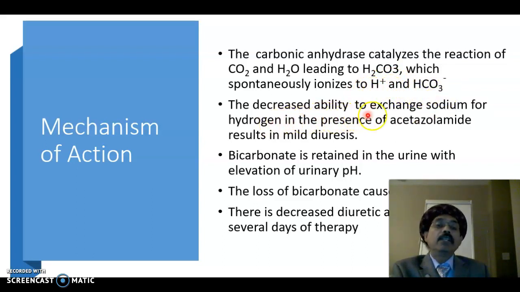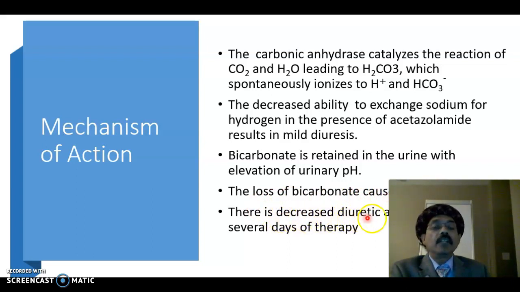The decreased ability to exchange sodium for hydrogen in the presence of acetazolamide results in mild diuresis. We need this hydrogen to exchange for the sodium from the proximal convoluted tubule lumen. Bicarbonate is retained in the urine with elevation of urinary pH, that is the negative logarithm of hydrogen ion concentration. The loss of bicarbonate causes metabolic acidosis.